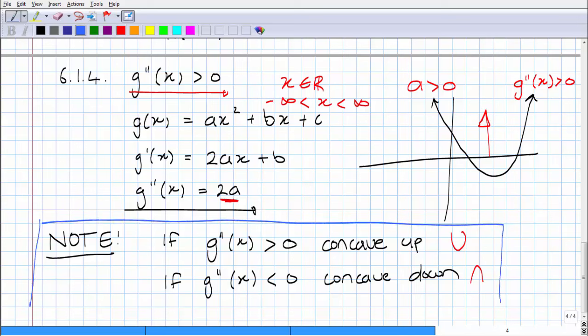So that's actually quite an important little thing, this concavity. You can see the concavity by taking the second derivative and saying, well, if the second derivative is positive, then we have concave up, and if the second derivative is negative, we have concave down.